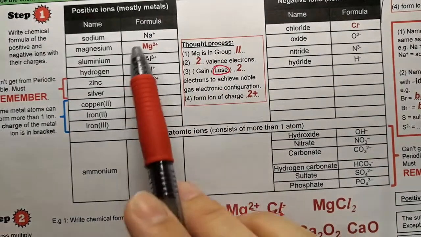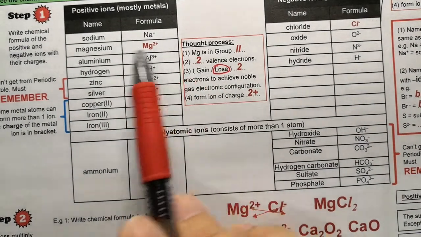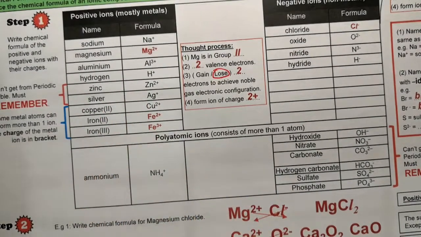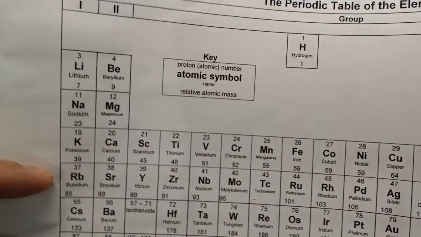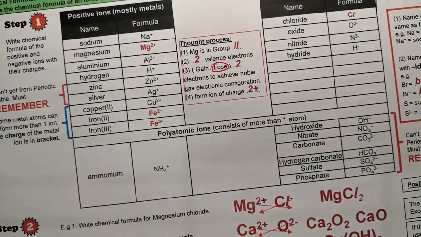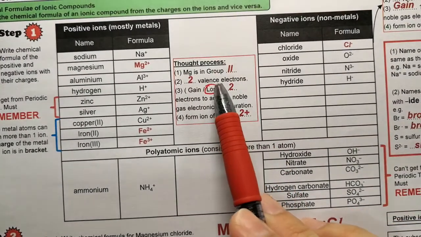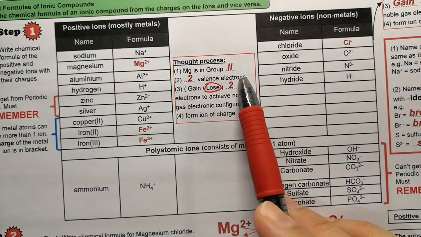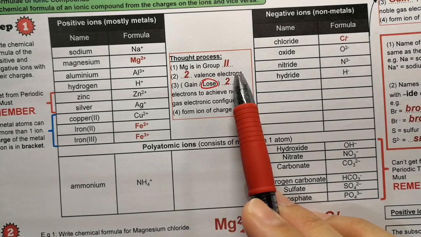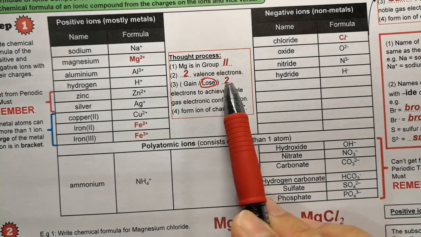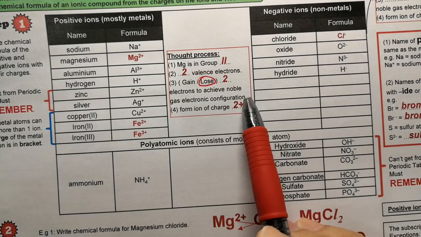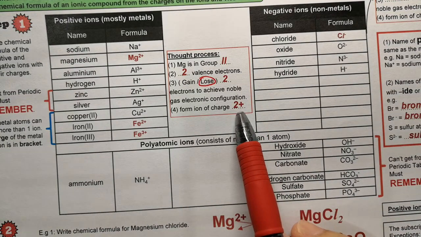And the thought process is, first thing is to find out which group the metal is in. For example, magnesium, which group? So you can actually refer to the periodic table. Magnesium, it is in group 2. Now, what's the meaning of group 2? Group 2 means 2 valence electrons. And 2 valence electrons means that you need to achieve 8, right? 8 valence electrons. So 2 valence electrons means that you need to lose the 2 electrons to achieve noble gas electronic configuration. When you lose 2 electrons, remember, it will form an ion of charge 2+.